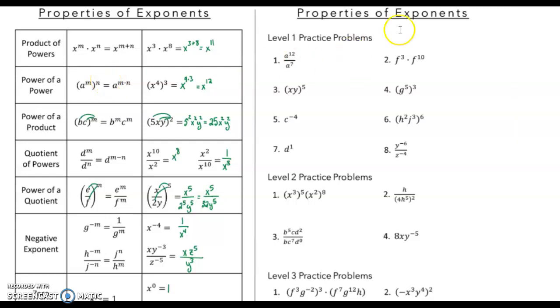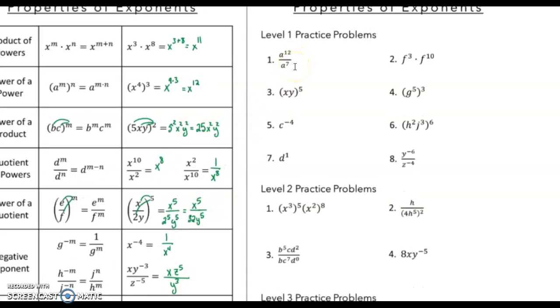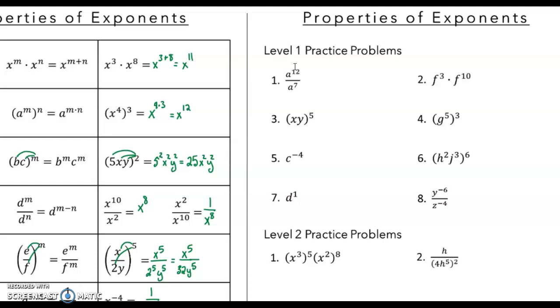Okay, in this video, we're going to work on the properties of exponents practice problems for level 1. On practice problem number 1, you see there's a to the 12th over a to the 7. It's in a fraction and they have the same bases. So that looks like the quotient of powers. And if you recall, what we do is we subtract. So we're going to do 12 minus 7, and that's going to get us 5. And because the larger power is on top, it's just a to the 5th.